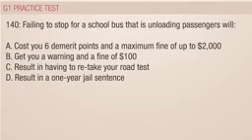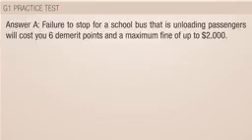Question 140. Failing to stop for a school bus that is unloading passengers will A. Cost you 6 demerit points and a maximum fine of up to $2,000. B. Get you a warning and a fine of $100. C. Result in having to retake your road test. D. Result in a 1-year jail sentence. Answer A. Failure to stop for a school bus that is unloading passengers will cost you 6 demerit points and a maximum fine of up to $2,000.